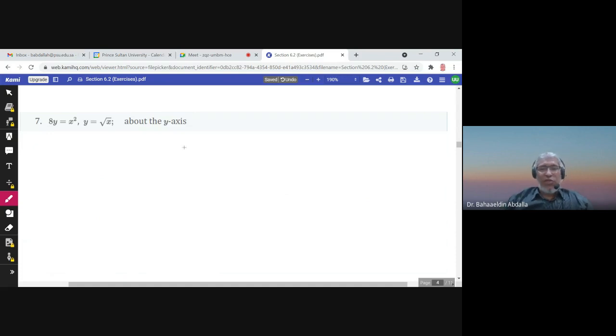8y equals x squared, y equals the square root of x. We know the graph of y equals the square root of x. And what about this one? Well, this is y equals 1 over 8 x squared. So it's a parabola that opens upwards, but 1 over 8 is a kind of shrinking. So if x is 0, y is 0.